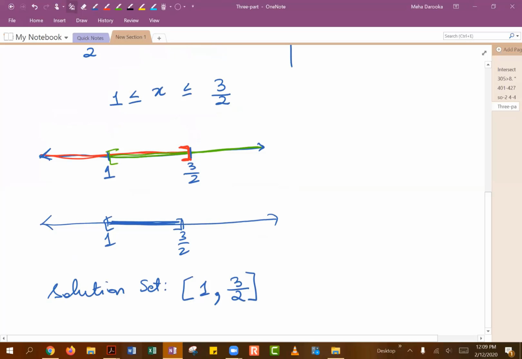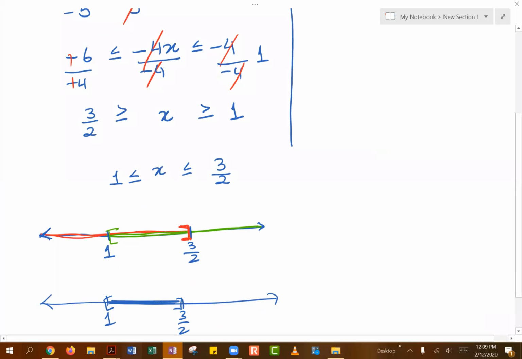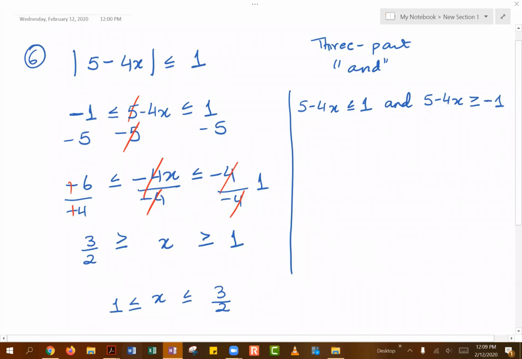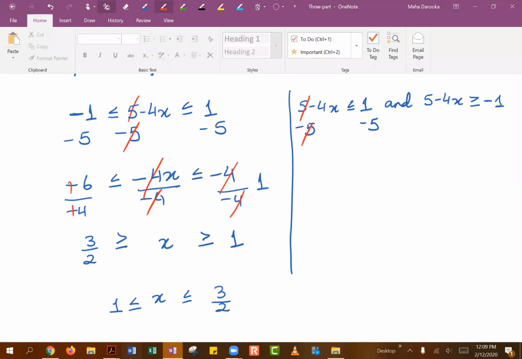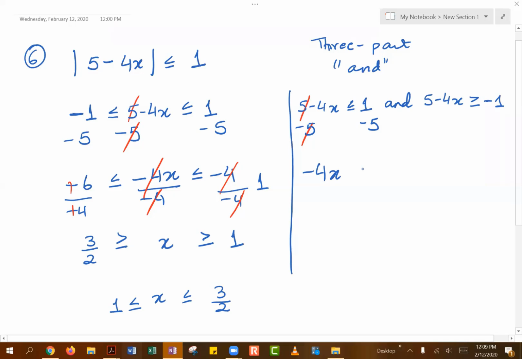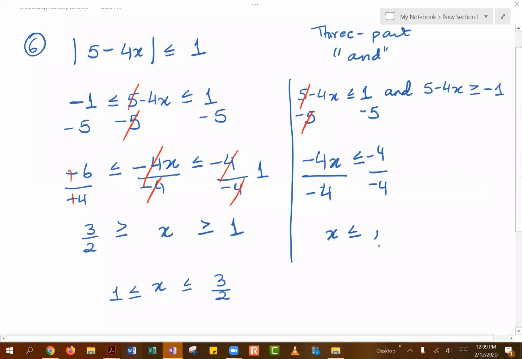All righty. Let me show you with the and inequality. So this is if you set it up as two individual inequalities. Same thing, you're trying to get x by itself. So we would start by subtracting 5. So he cancels out. You're left behind with negative 4x less than or equal to 1 minus negative 5. Negative 4. Divide both sides by negative 4. And x is less than or equal to 1. So this is that right-hand side, right, that we solved.